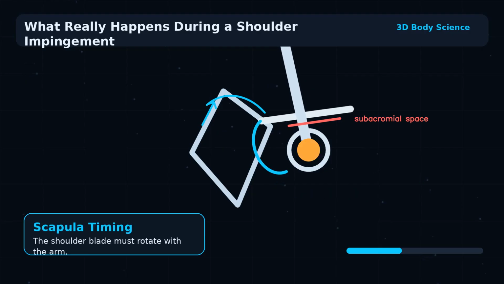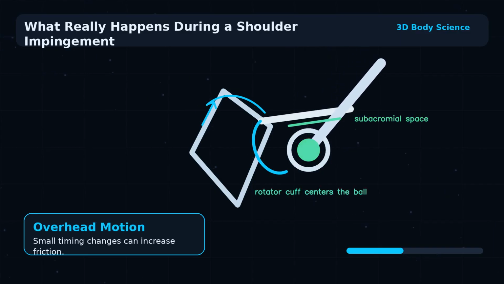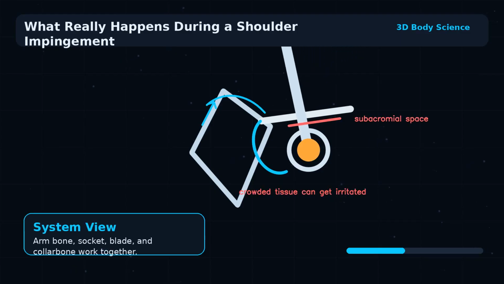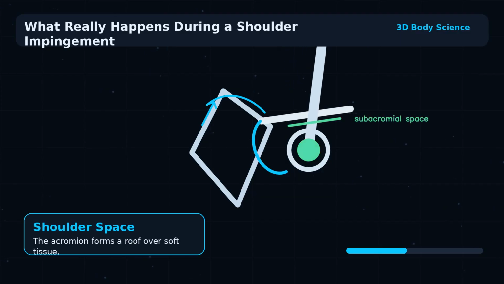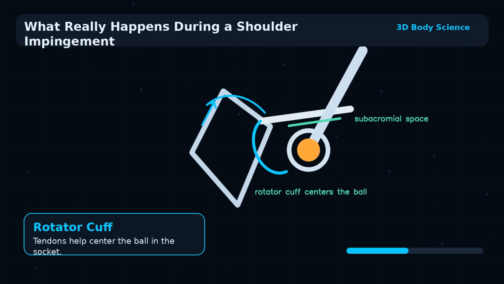There are several ways this crowding can happen. One is soft tissue irritation, like tendinitis or bursitis, where the tendon or bursa takes up more room. Another is structural narrowing, such as a hooked acromion or bone spurs. A third is movement control. If the rotator cuff and shoulder blade muscles do not coordinate well, the humeral head and scapula may not position the space as cleanly during overhead motion.